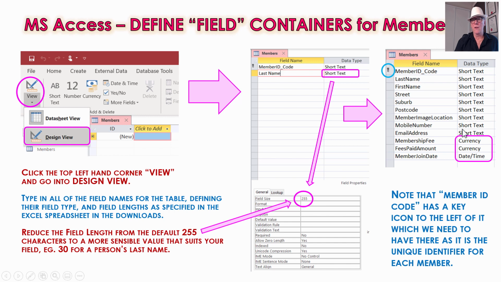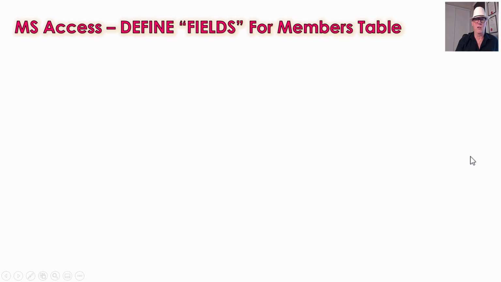And also on these fields, currency, date, time. Make sure most of them are short text. That's the most common field in Microsoft Access. But the membership fee and the amount they've paid is money, so set that as currency. And of course, the date is a date time field, so set that as date time when you're doing that.